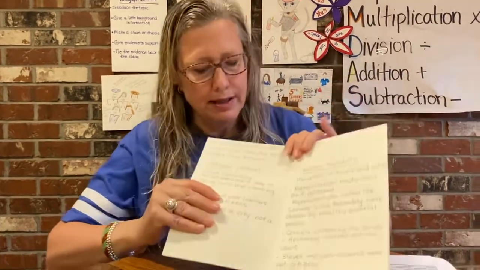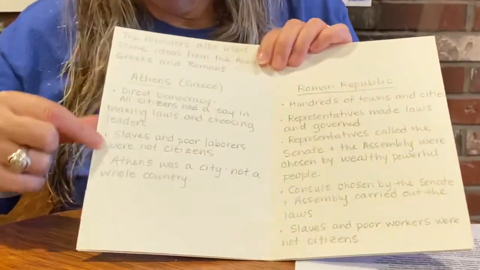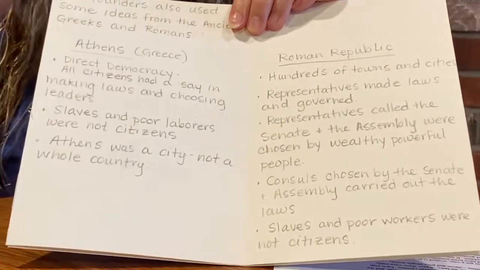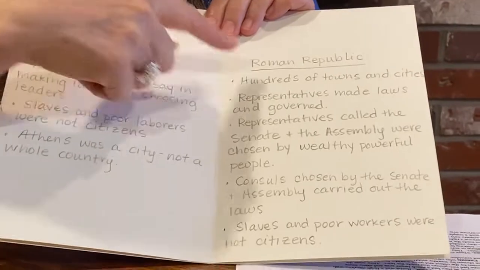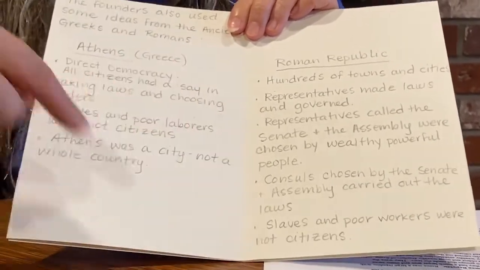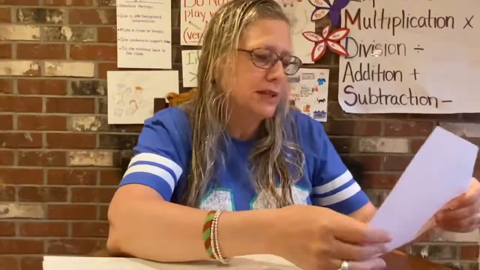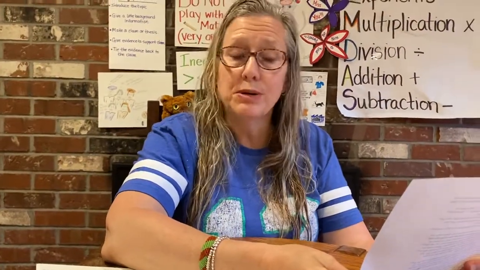Then I divided what we had left into describing things from Athens, which is a main city in Greece, and the Roman Republic. And these are just bullet points, okay? So if you go back to this, you can scan the sections and look for Athens. It's in bold.